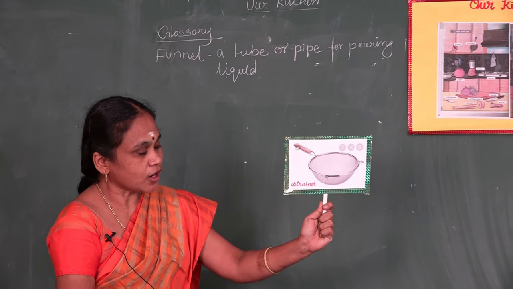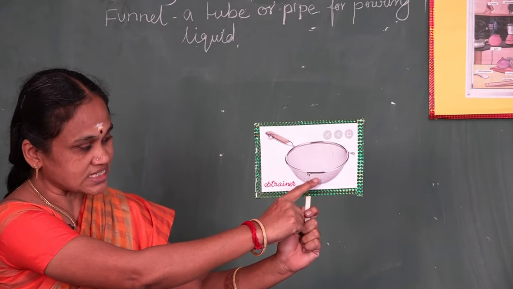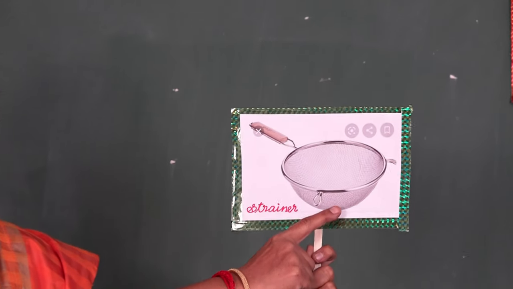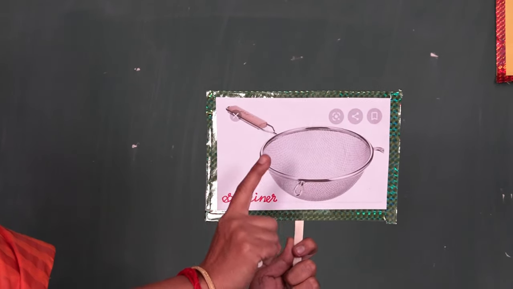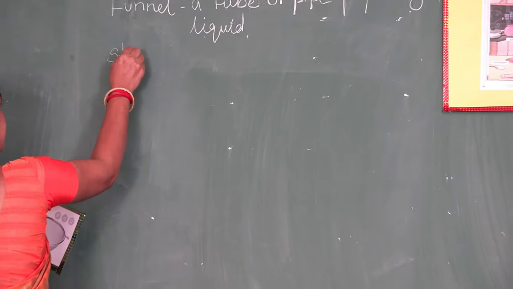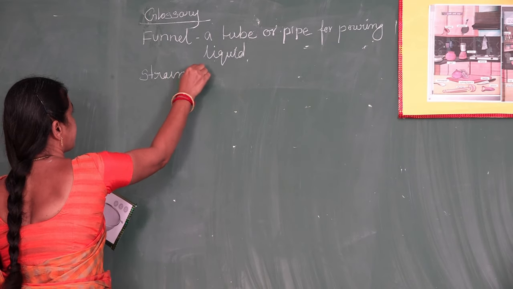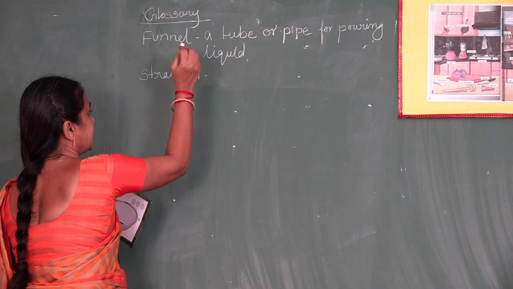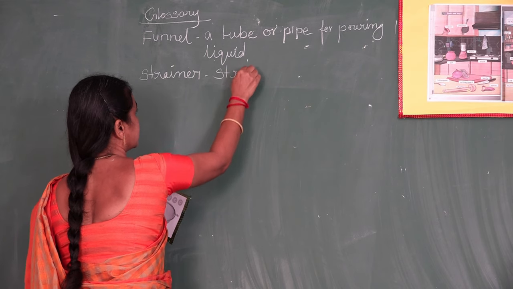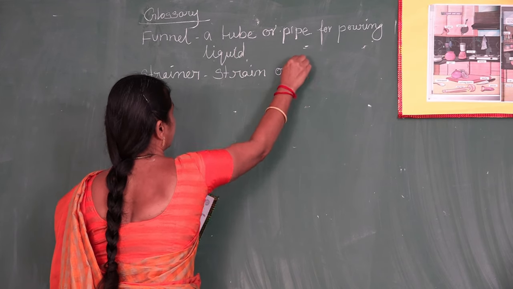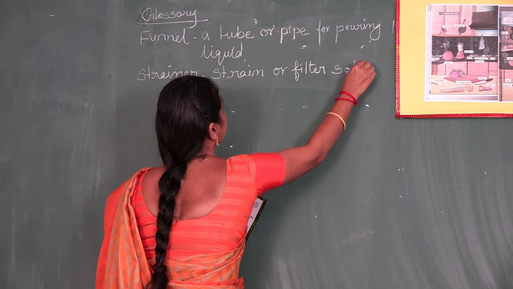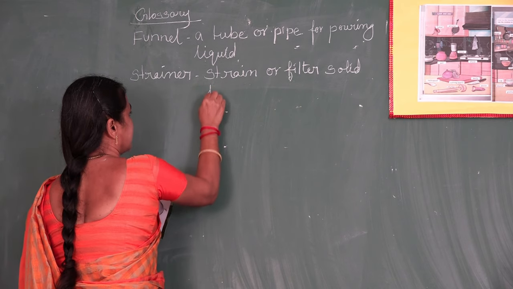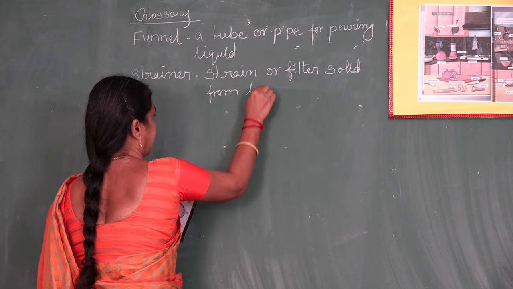Strainer, made of crushed metal wires, for separating solid from liquid. It is used to strain or filter liquid from other ingredients. Strainer: strain or filter solid from liquid.